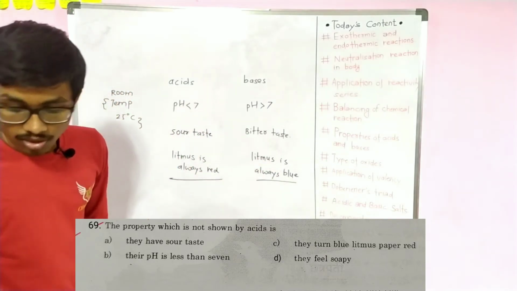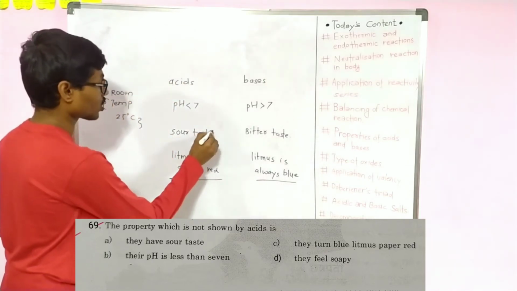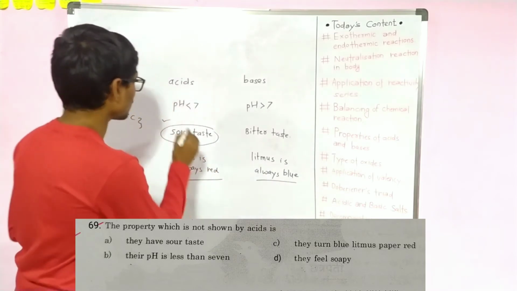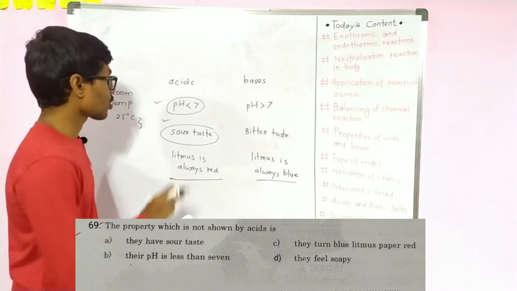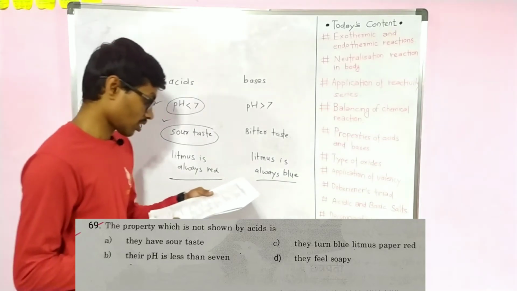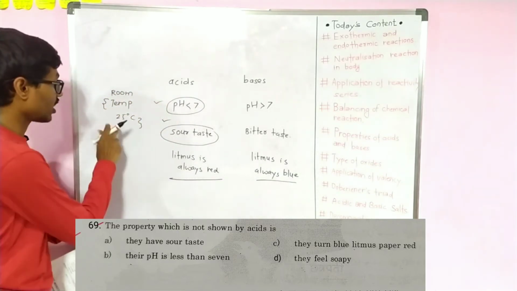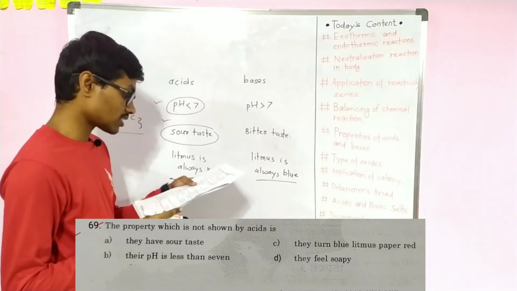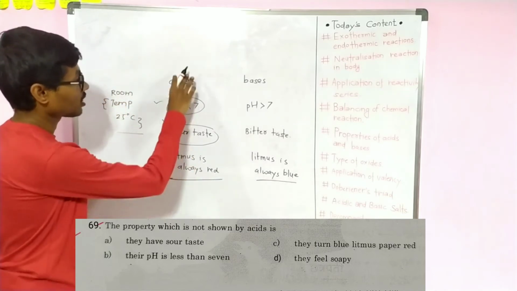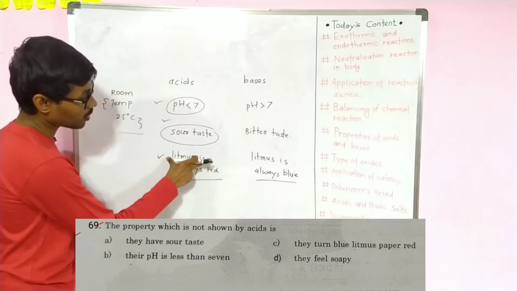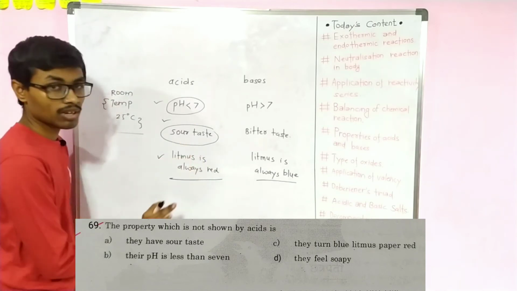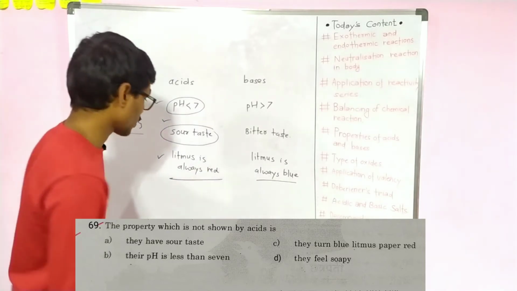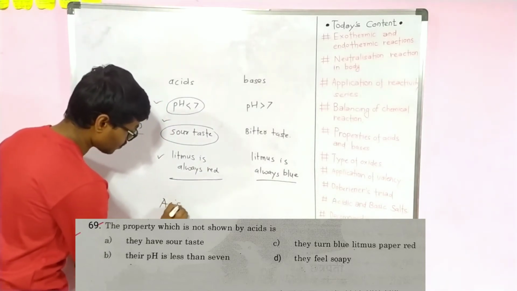Now, first option is they have sour taste. Acids have sour taste. Now, second option says that their pH is less than 7. Absolutely, this data is for room temperature. Room temperature means 25 degrees Celsius, and at 25 degrees Celsius, acids have pH less than 7. Now, option C says that they turn blue litmus paper red. In acids, blue litmus paper is always red. So, initially whatever may be the color, finally it is red in color. Now, option D says that they feel soapy. Note that acids are not soapy.